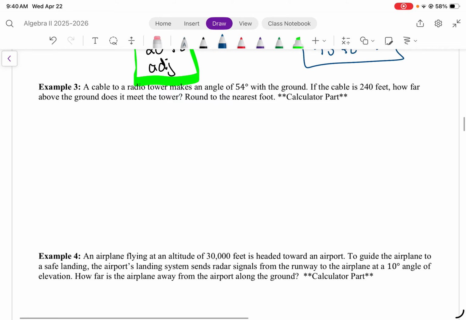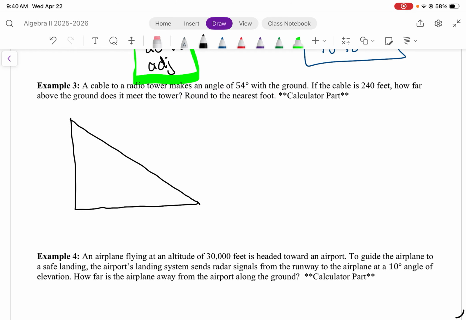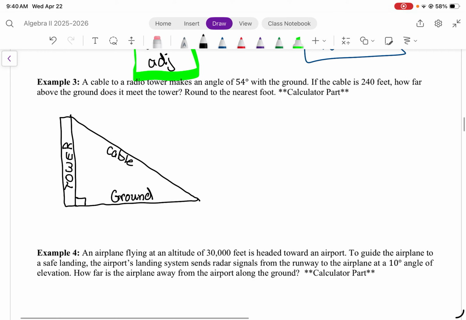Okay, so then my next one, just like before, the only triangles we are going to be using in this class are right triangles. So I'm going to start my picture with a right triangle, and then I'm going to read through the problem. So this one, a cable to a radio tower. So here's my radio tower. Makes an angle of 54 degrees with the ground. So if this is the ground, and that's the tower, that means the only side left to have the cable is the hypotenuse. And it made an angle with the ground that's 54 degrees.